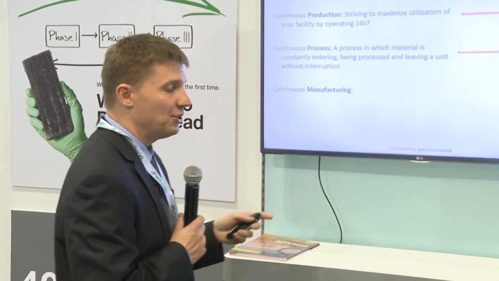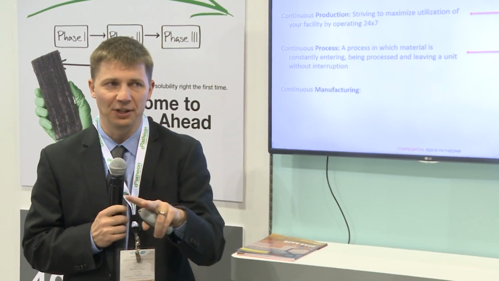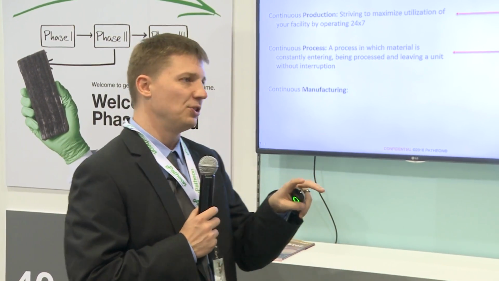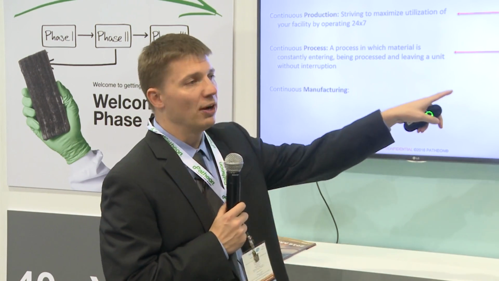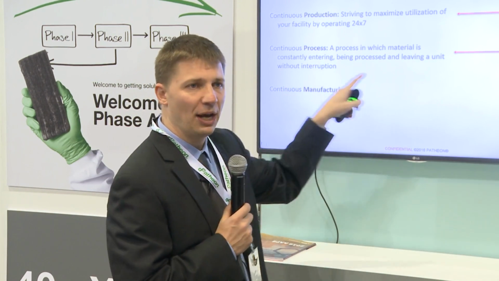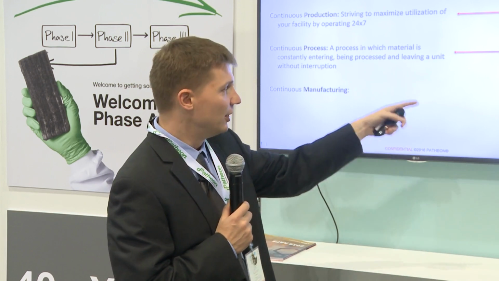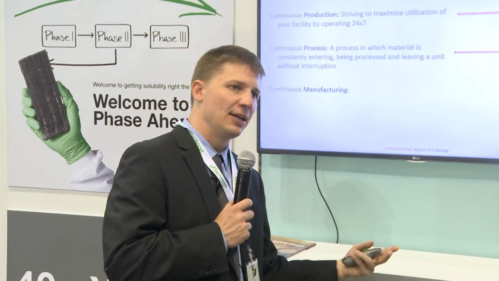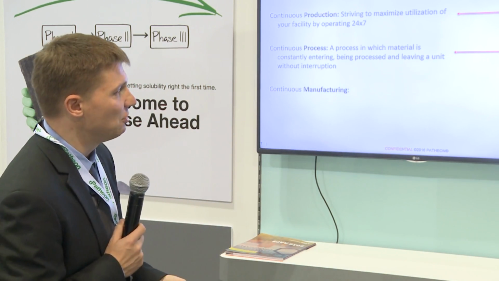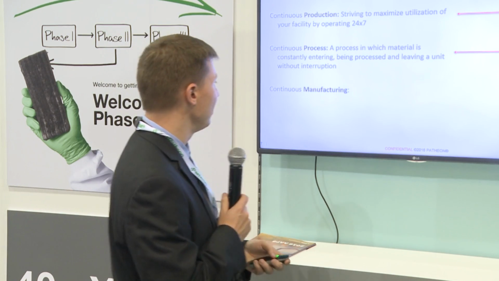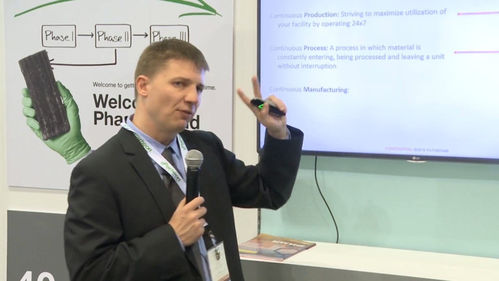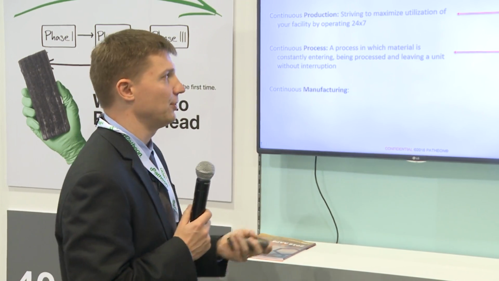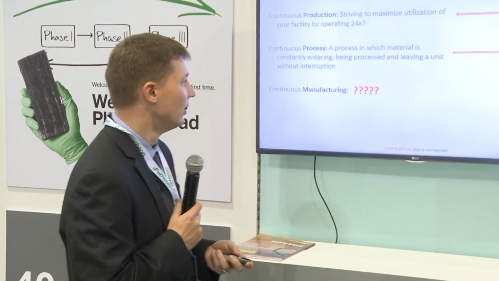Now, the interesting thing is there's 2 filings for continuous manufacturing already, 2 products on the market. One is Janssen's Prezista, and the other one is Orkambi from Vertex. Neither one of these would actually fall under this definition. Janssen has a batch coater at the end, and Orkambi uses a batch dryer in the middle of it. So if continuous production and continuous process, which have already been defined, are not continuous manufacturing, what is continuous manufacturing?